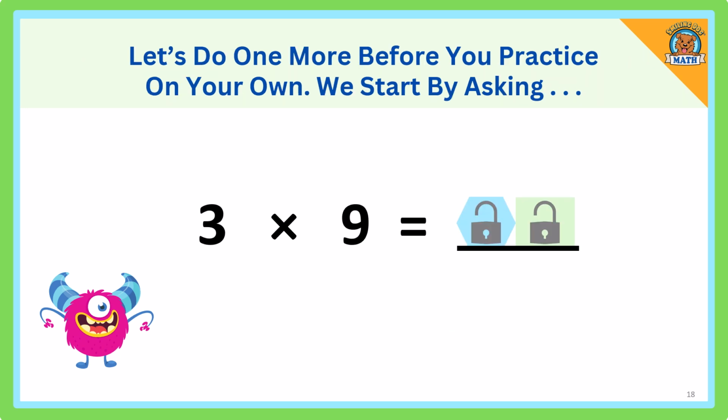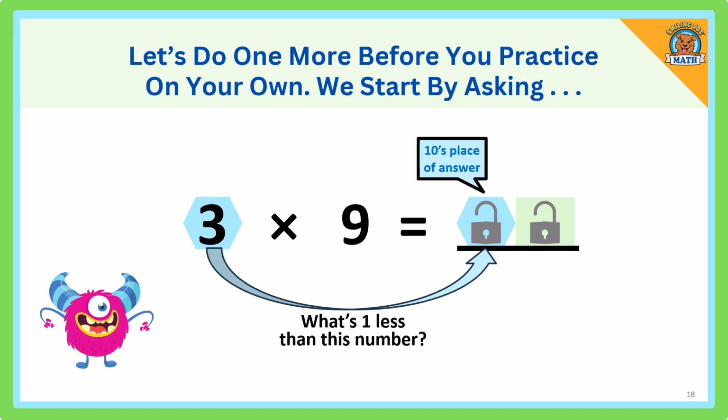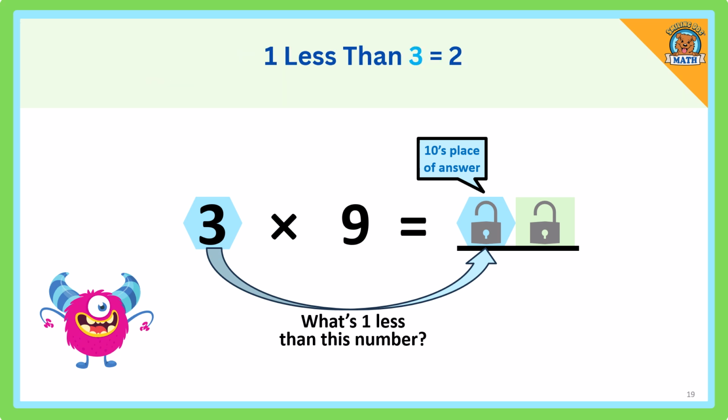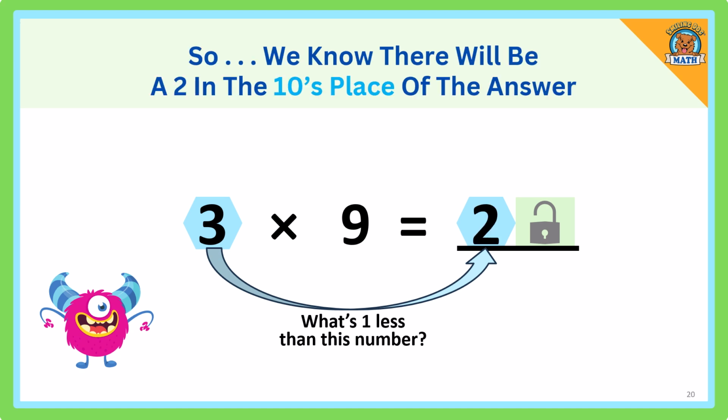Let's do one more before you practice using the secret code on your own. Again, we start by asking, what's 1 less than the number we are multiplying by 9? We're multiplying 9 by 3 in this case, and 1 less than 3 is 2. So we know there will be a 2 in the tens place of the answer to this multiplication fact.